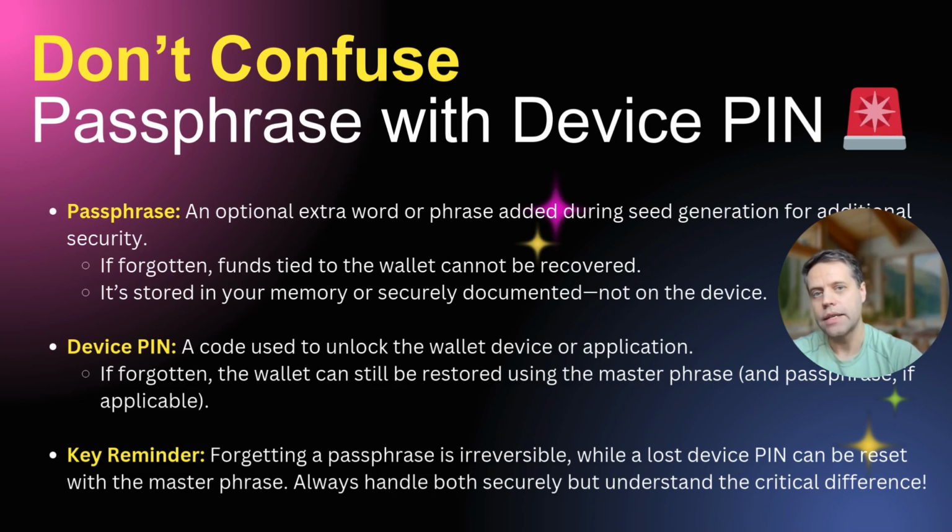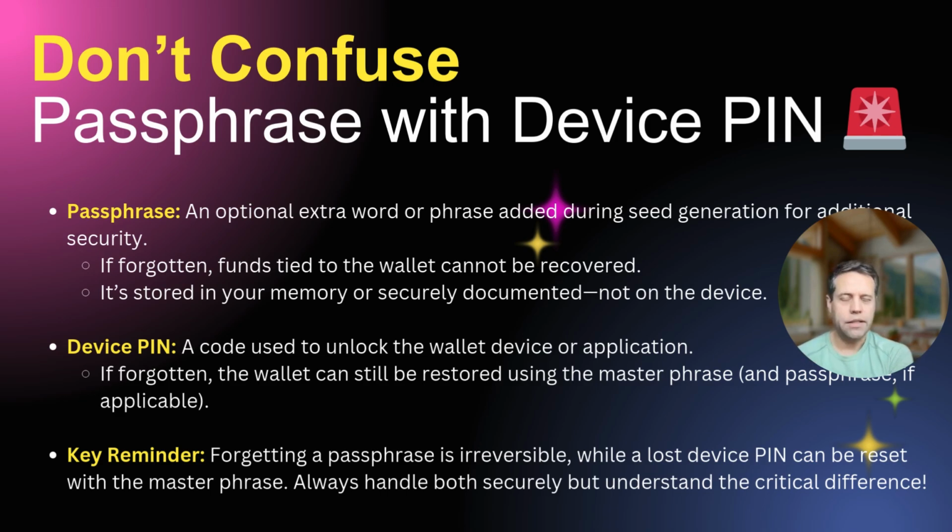Okay, just some key reminders. Don't confuse a passphrase with a device pin, right? Those are two different things. The device pin usually protects access to the device which holds the private keys. The device itself doesn't hold the master key, or master phrase, usually. So if you lose your pin to the device and you still have the master phrase, you can reconstruct your wallet using maybe another hardware wallet or cloud wallet, etc. So it's not that big of a deal as long as you haven't lost your master passphrase.